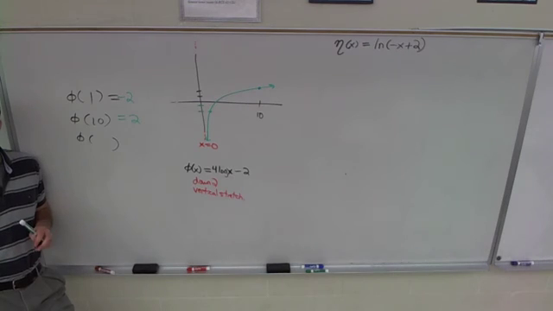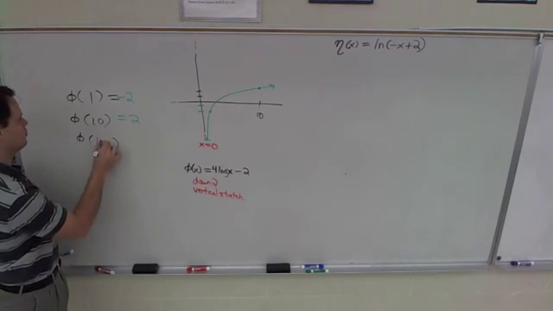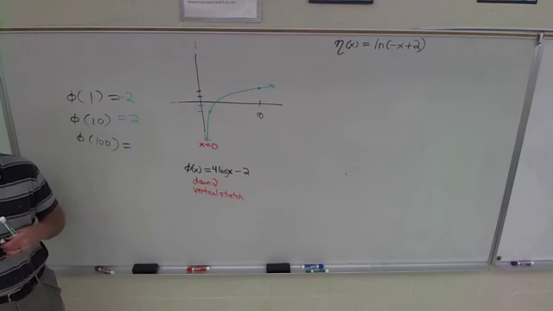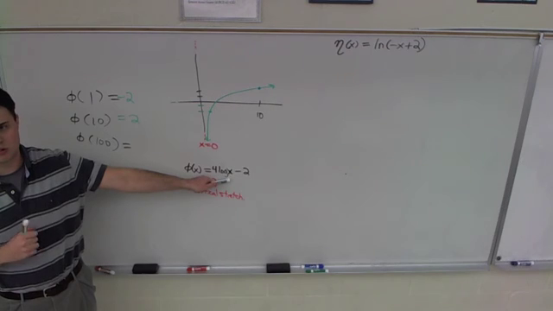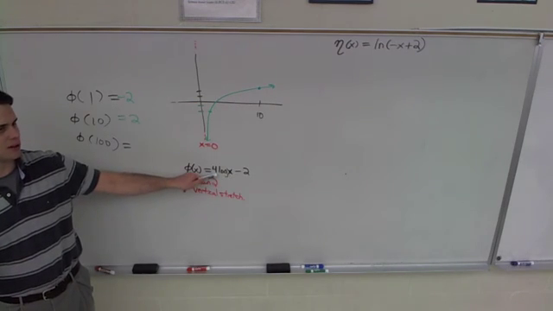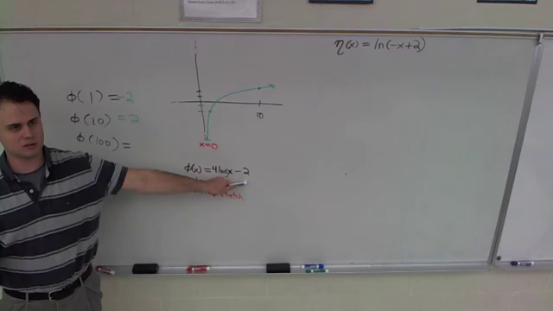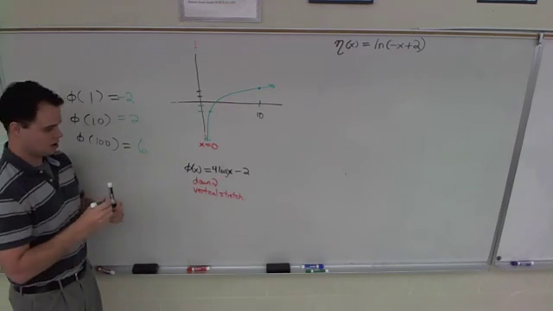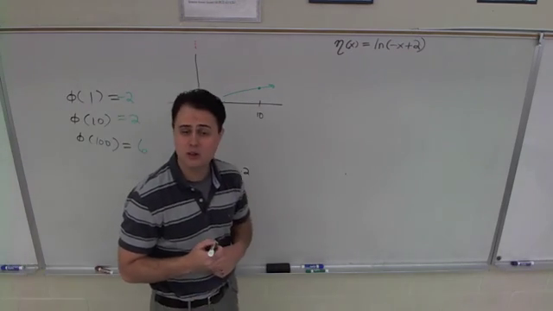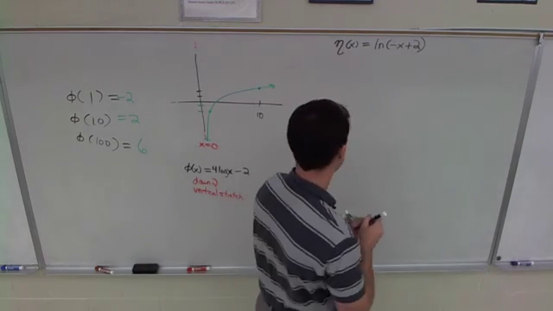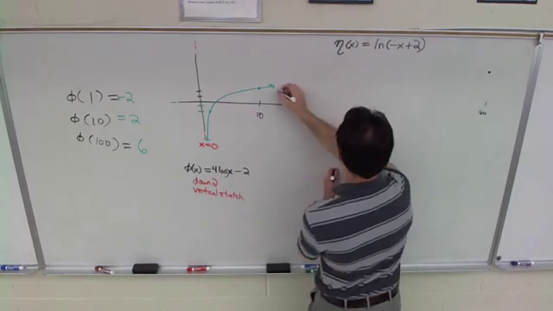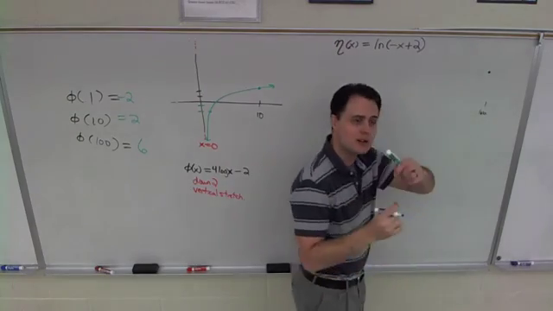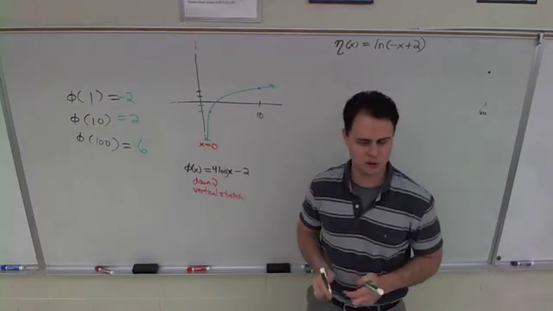What else would be nice to put in this? 100. If you put in 100, what do you get? Log base 10 of 100 is 2, times 4 minus 2. It takes all the way until 100 for this to grow up to 6. So we'd have to go way over here at 100 for us to be 6 high. So you guys can see logs, even when they're vertically stretched like this one, still grow slowly.